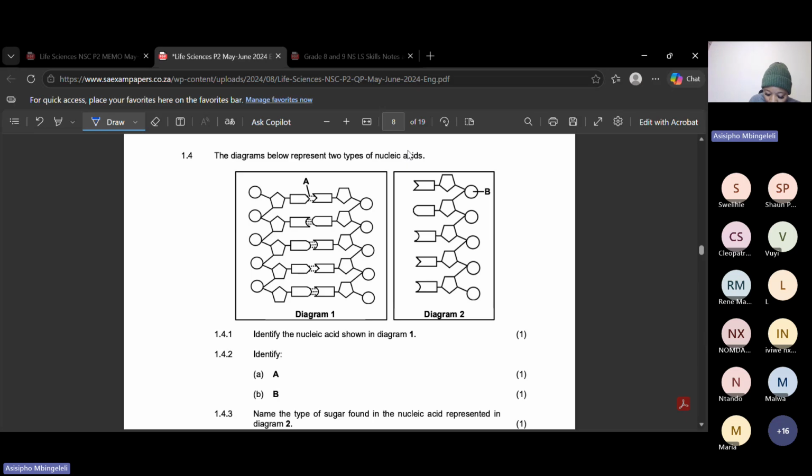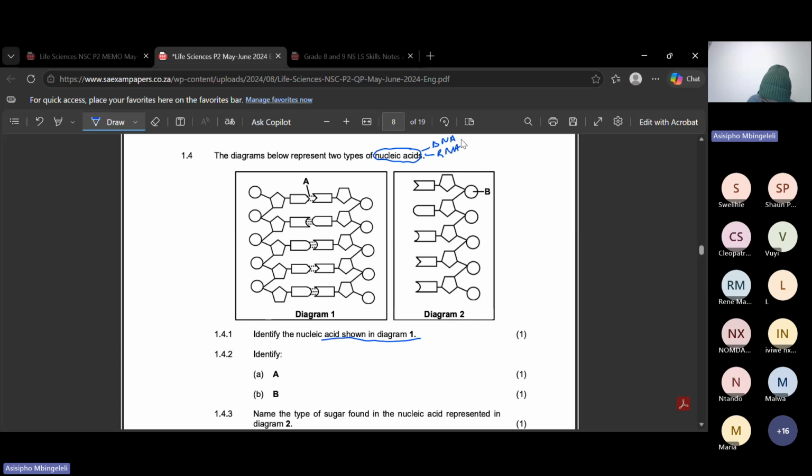When we speak about nucleic acids, we are speaking about DNA and RNA. There's only 2 nucleic acids. And we say these are very big molecules. They call them molecules in life sciences. And they are made up of monomers. I think we've covered that. Then 1.4.1, identify the nucleic acid shown in diagram 1.